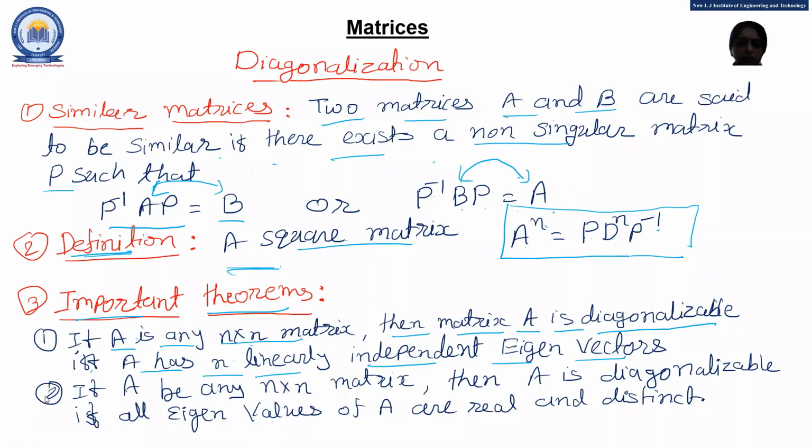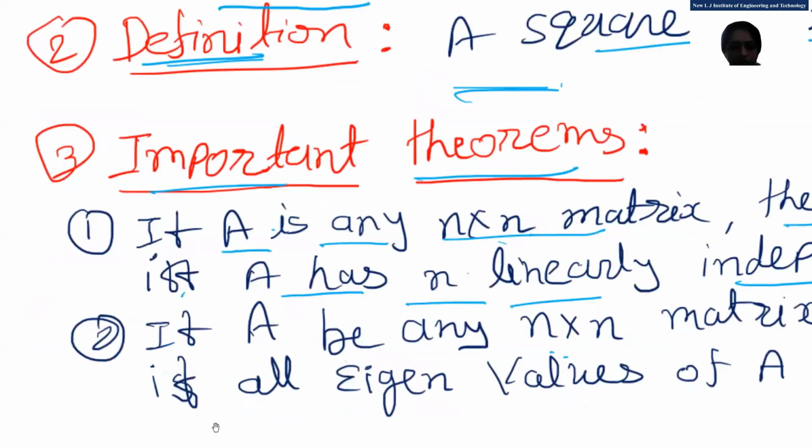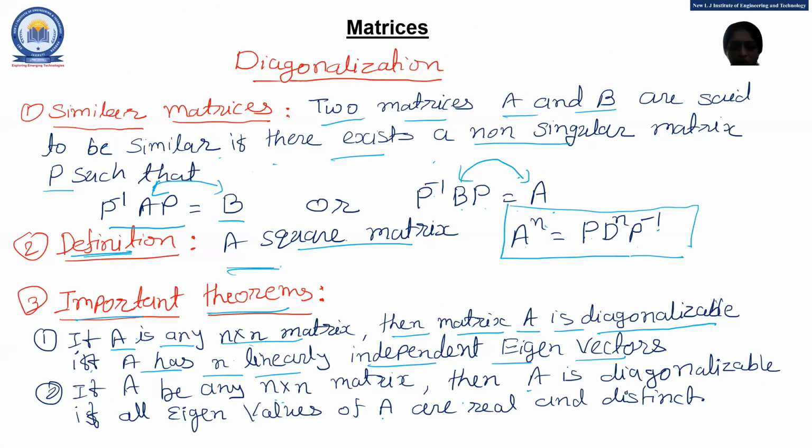And the other theorem: if A is any n cross n matrix, that is, any square matrix, then A is diagonalizable if all eigenvalues of A are real and distinct. So these two theorems are important. The statement is important, the proof is not in your course. So please remember the statements of these two theorems.